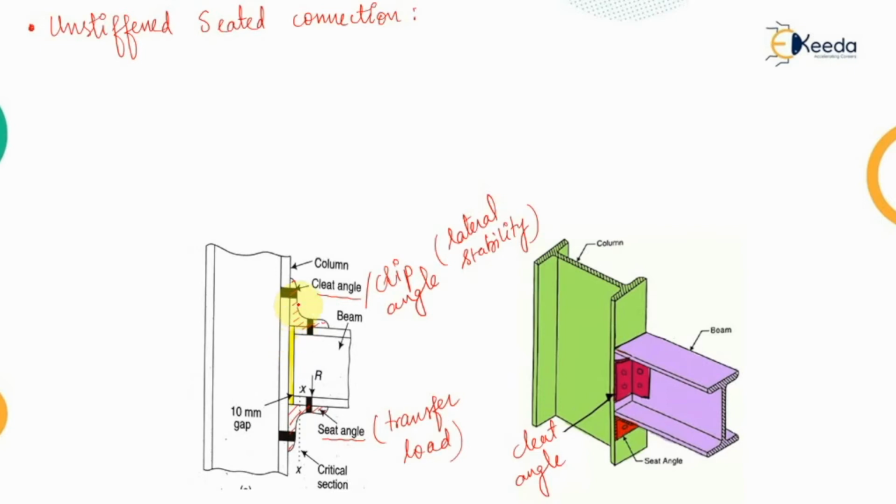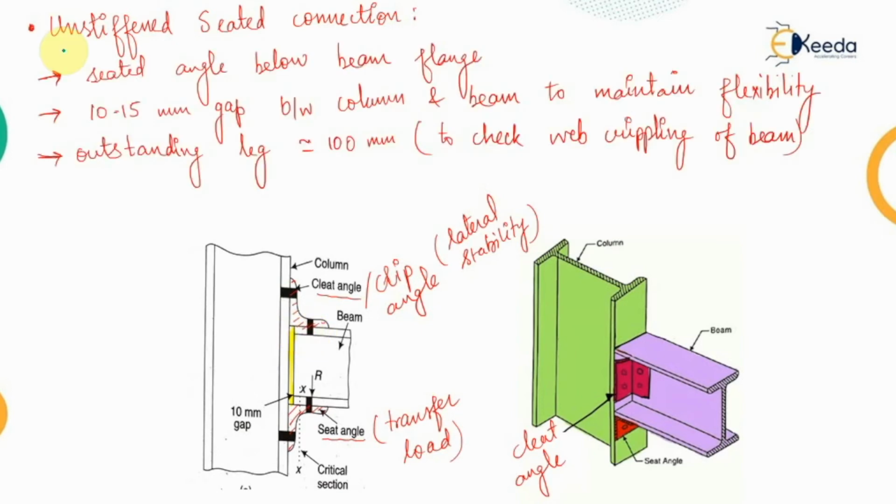But in the case of a flexible type of connection, only the shear force is present, that is the end reaction which is coming from the beam to the column. So for those forces only we will design the connection, that is our unstiffened type of seated connection. So a 10 to 15 millimeter gap has to be maintained between the column and the beam to maintain the flexibility of the connection, so that only the end reaction will be transferred from the beam to the column, and that force will be coming onto the connection as well.